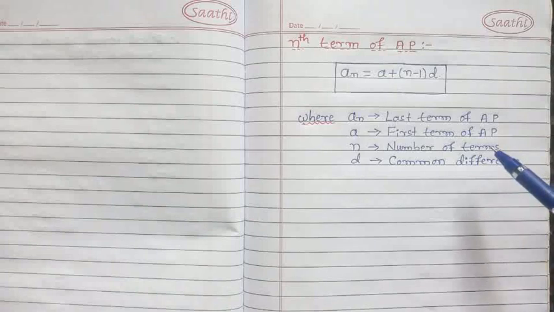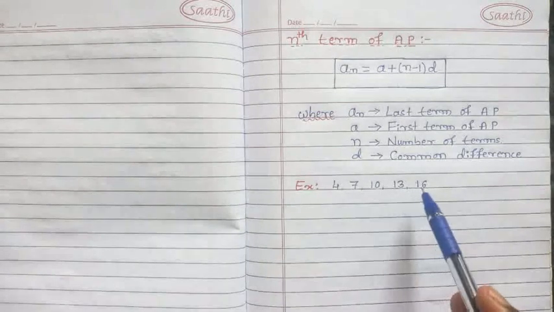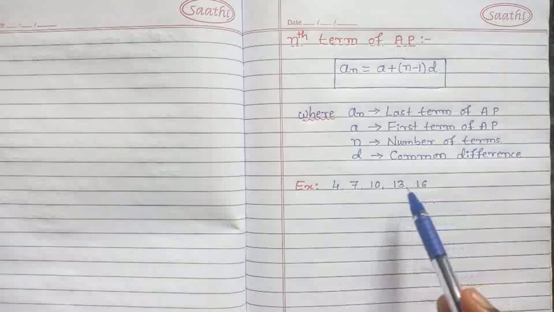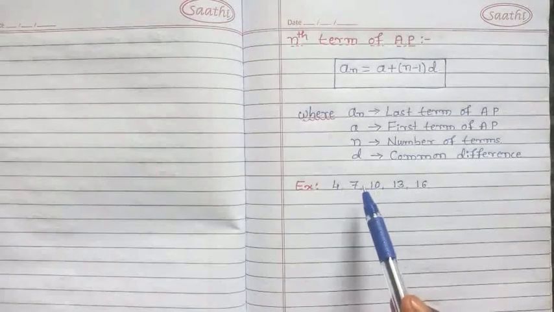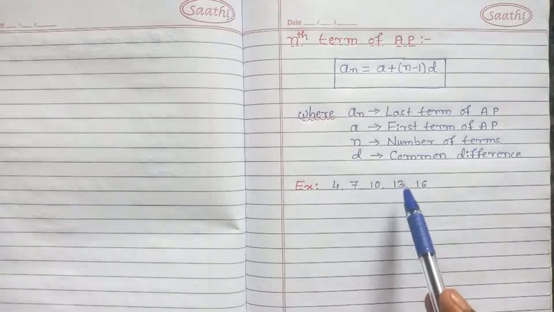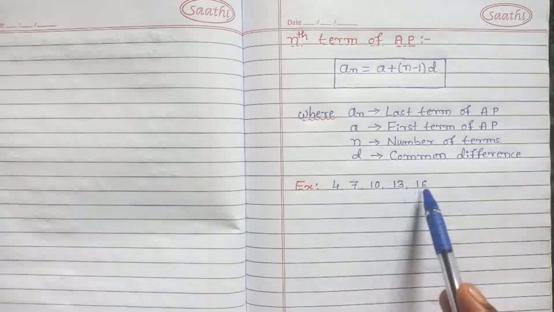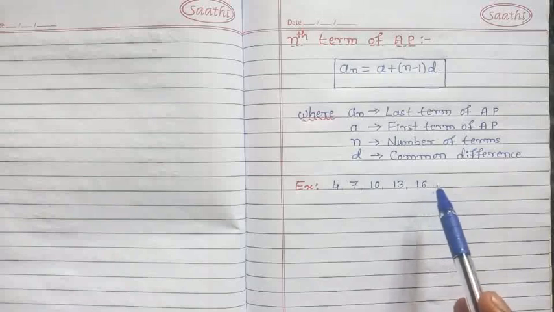For example, in this example 4, 7, 10, 13, 16, we know that 4 is the first term of the arithmetic progression, 7 is the second term, 10 is the third term, 13 is the fourth term, and 16 is the fifth term.